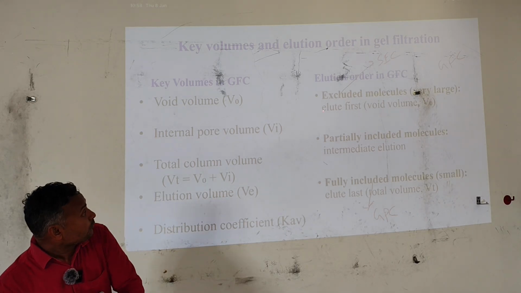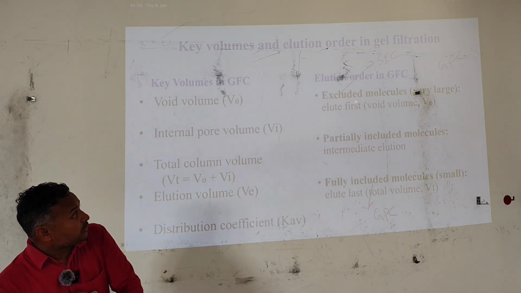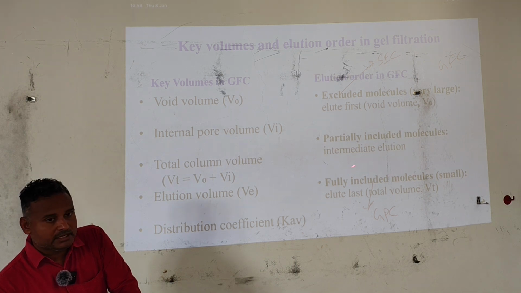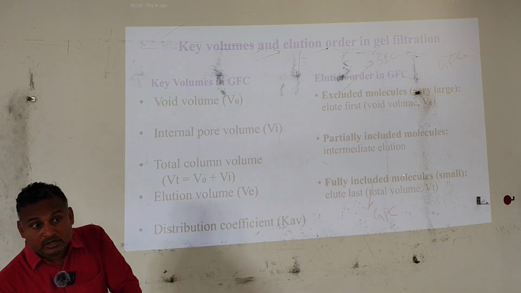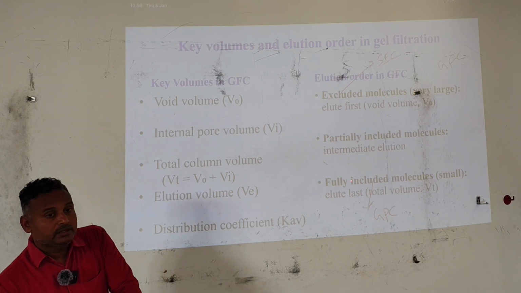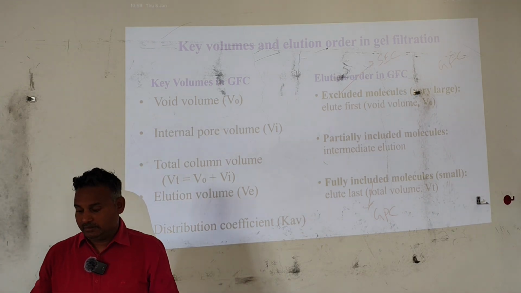So the very large molecules are excluded from entering inside the pores. They elute first, and the volume at which they come out is called the void volume V0. Partially included molecules elute at an intermediate volume. Fully included, or fully permeated, molecules which are small elute last, and when the smallest is eluting from the column, the total volume will be VT.